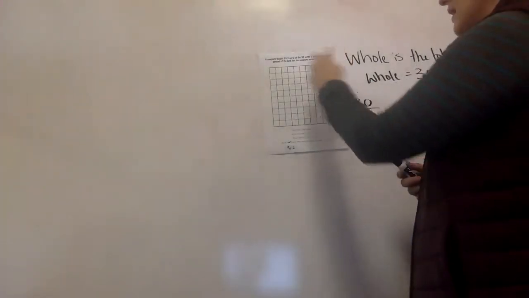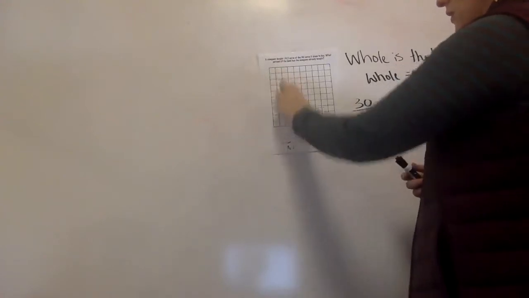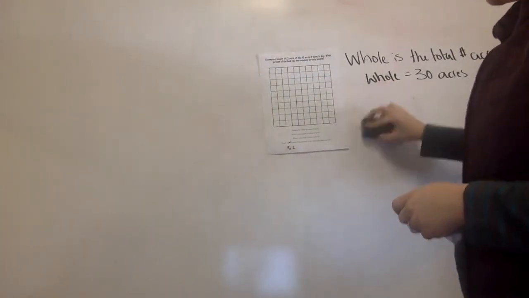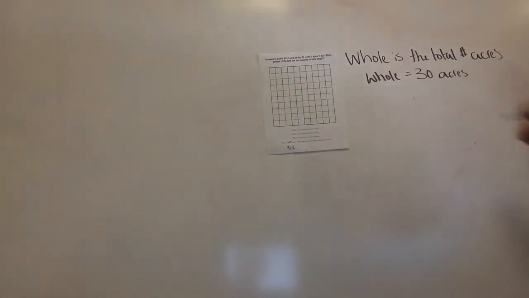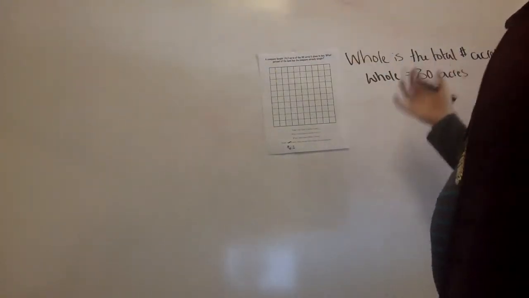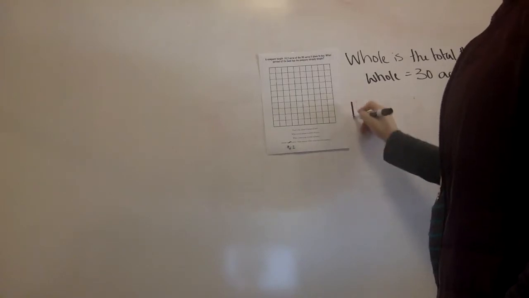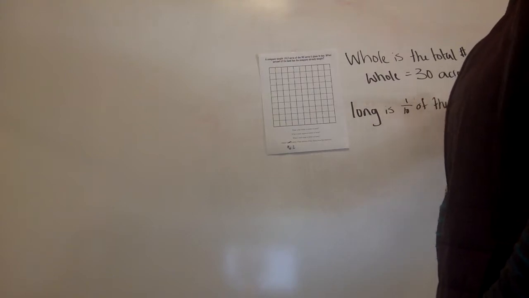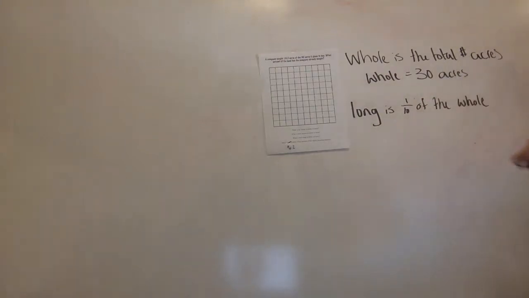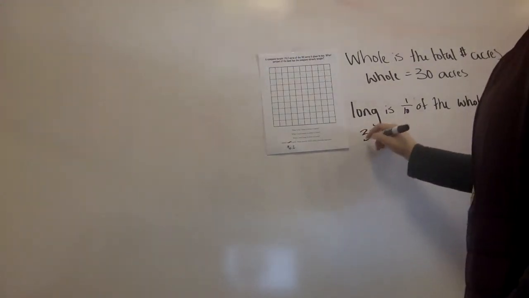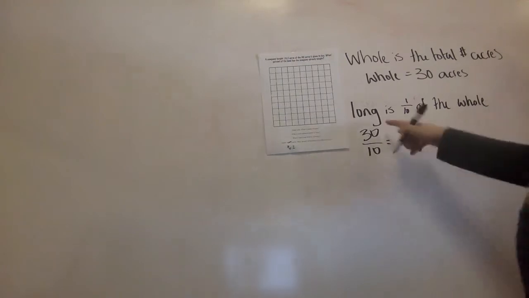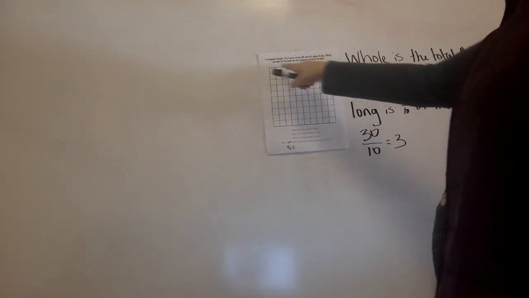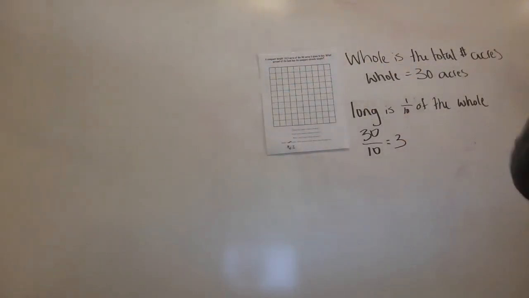Notice that I have 10 longs, 1, 2, 3, 4, 5, 6, 7, 8, 9, 10, okay? So I have 10 longs. So again, I can think of each long as representing 1/10 of the whole. So each long is 1/10 of the whole. The whole is 30 acres. So if I do 30 divided by 10, well, that's a nice number. 30 divided by 10 is 3. So each one of these longs is going to be worth 3 acres, okay?